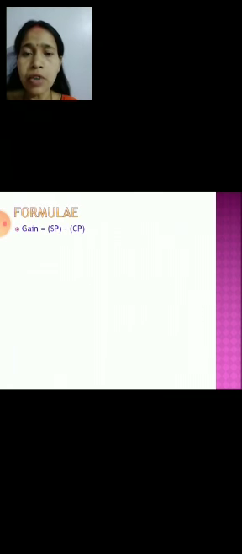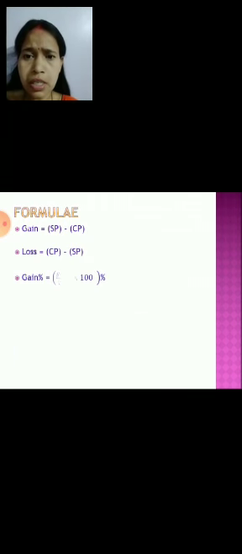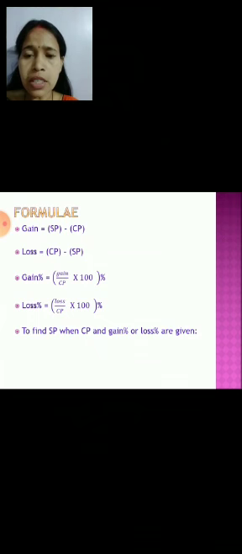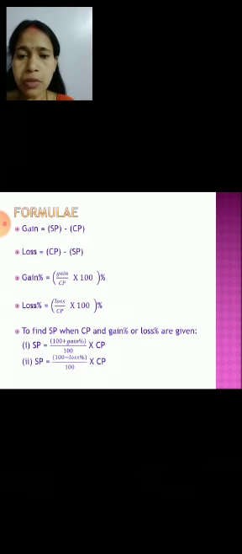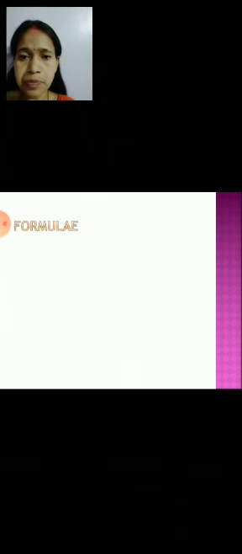Now see here some formulas. Gain equals SP minus CP, loss equals CP minus SP, gain percent equals gain by CP into 100, loss percent equals loss by CP into 100. And you have to learn all the formulas, students. To find SP when CP and gain or loss percent are given: if gain percent is given, then SP equals (100 plus gain percent) divided by 100 into CP. Then SP equals (100 minus loss percent) divided by 100 into CP.